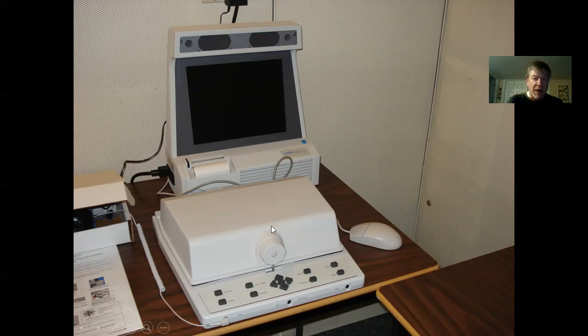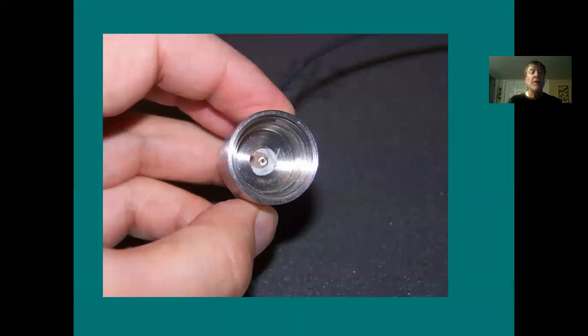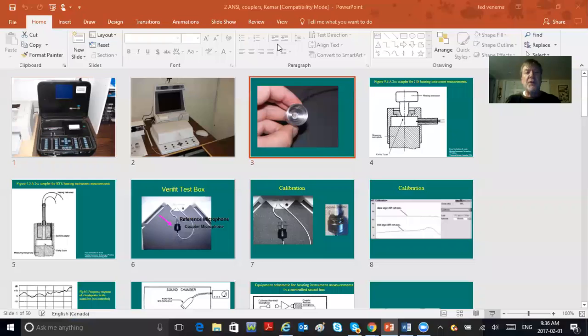This box here, that's where ANSI testing is done, and the results are shown on that computer screen. These speakers on the top are for real ear measurement, which is done later. This is a good old 2cc coupler, and the coupler connects the hearing aid to the ANSI test box. And it's got 2 cubic centimeters of air.